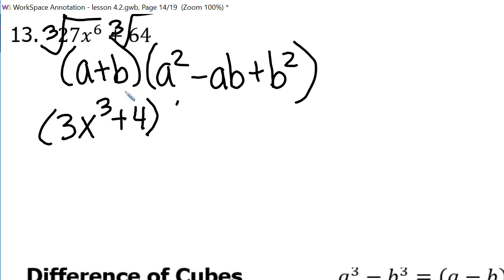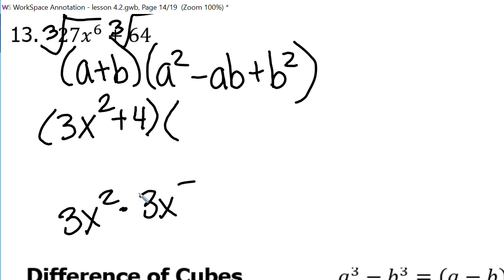Now, a needs to be squared. This should have been a 3x squared. When you cube root the variable, you divide the exponent by 3. So 6 divided by 3 should have been 2. Now, I need to square the a. So if a is 3x squared, I need to square that. So what is 3x squared times 3x squared? 9x to the 4th, and then a minus sign.